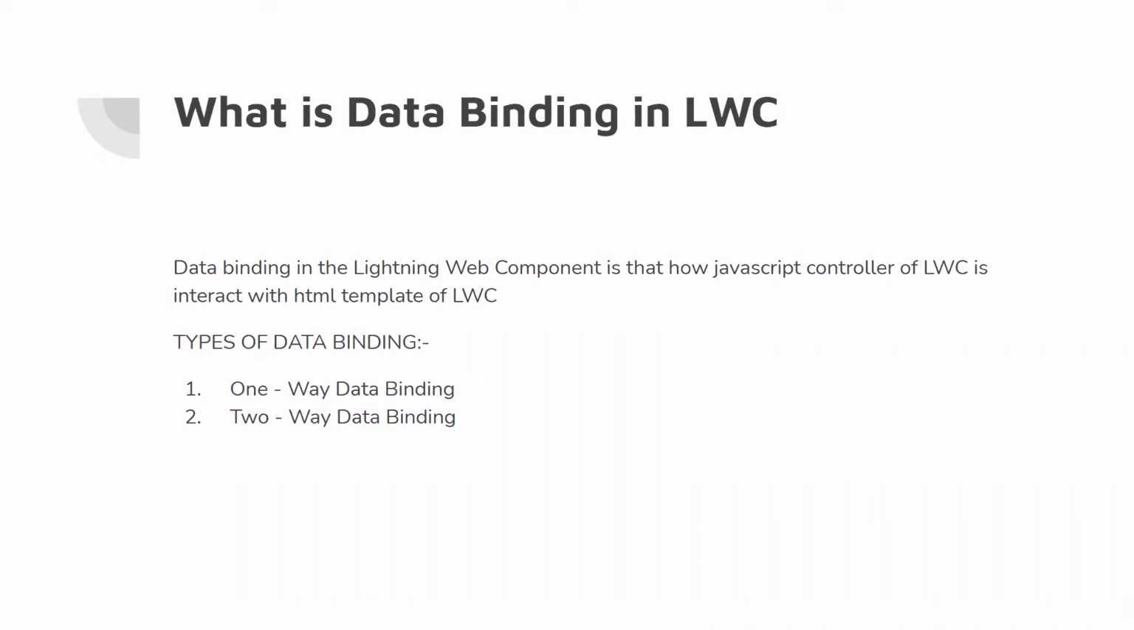What is data binding in Lightning Web Component? Data binding in Lightning Web Component is just how the JavaScript controller of a Lightning Web Component interacts with the HTML template of an LWC file. There are two types of data binding. The first is one-way data binding. The second is two-way data binding.